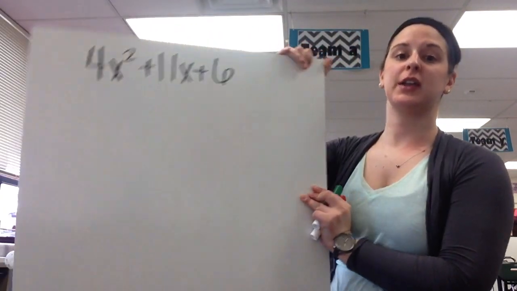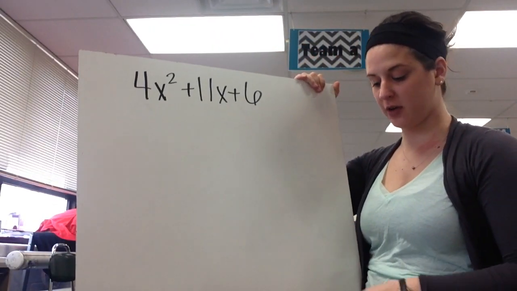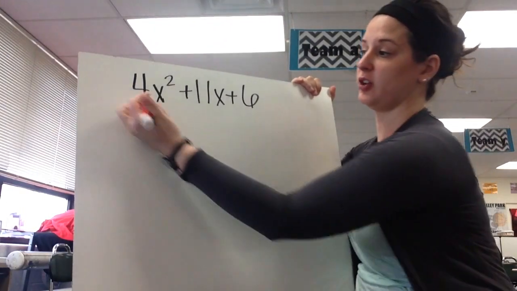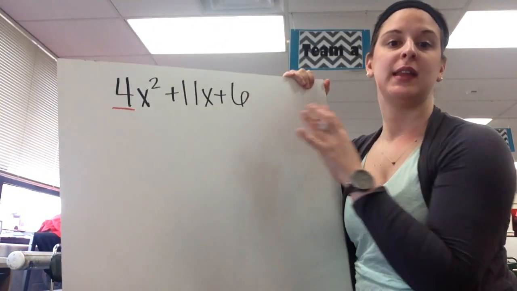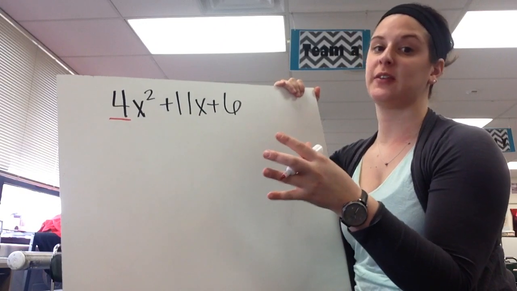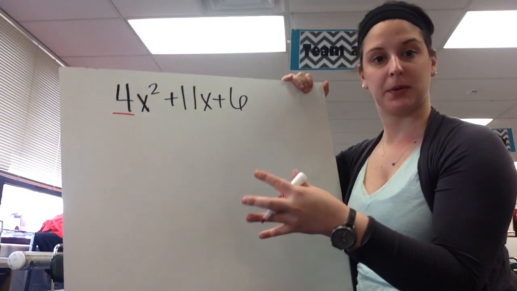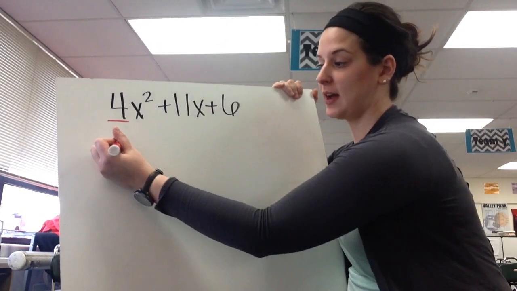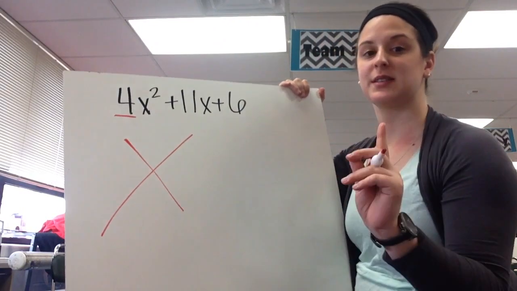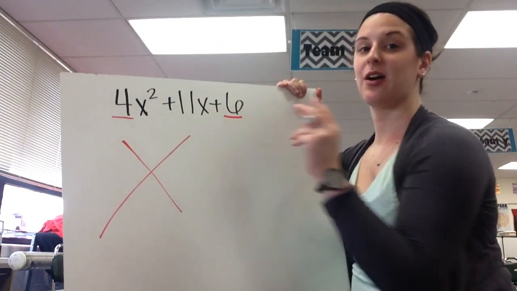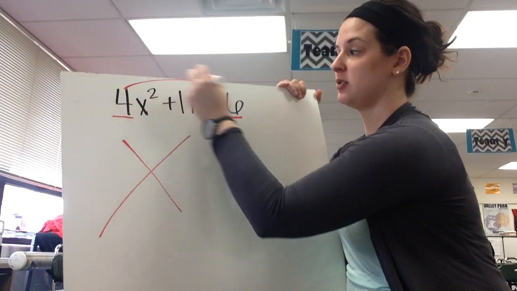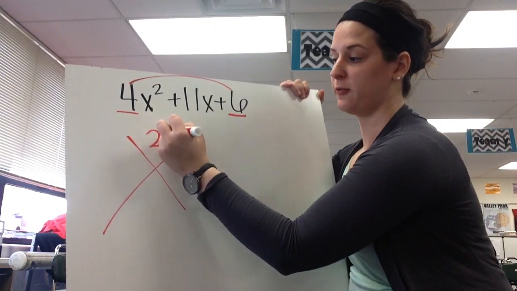Hi guys, so now we're factoring trinomials where we actually have our a value, that first coefficient, greater than 1. Now we just add one more step with our x factor method, and it's pretty simple. So we do the x factor method like usual, except we're going to multiply our a and our c together. So 4 times 6 is 24.